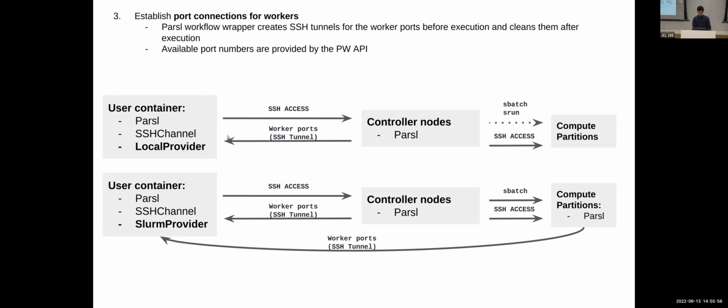In the first case, it's easier because you only need to create a tunnel from the controller nodes to the user container. In the second case, it's harder because the tunnel needs to come all the way from the compute partitions of the clusters to the user container.